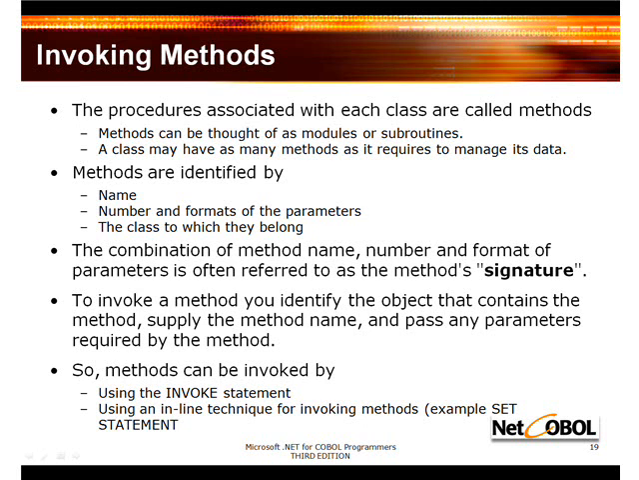And you should remember that a class may have as many methods as it requires in order to manage its data. All methods are identified by their name, the number and format of the parameters that they have, and finally the class that they belong to. This combination of method name, number, and format of parameters is often referred to as the method's signature.